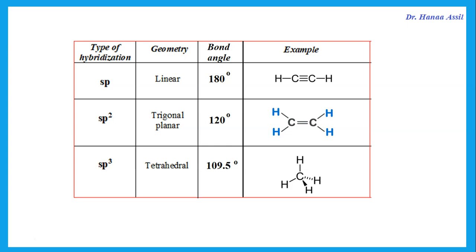A double bond would be sp2 hybridization, trigonal planar with bond angle 120. Methane or 4 single bonds needs sp3 hybridization, and that is a tetrahedral structure with bond angle 109.5.